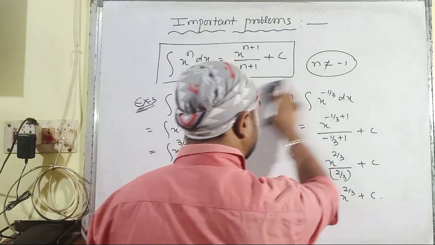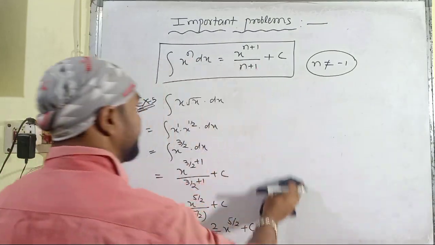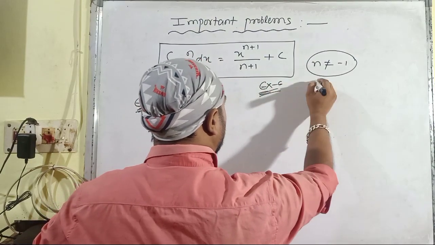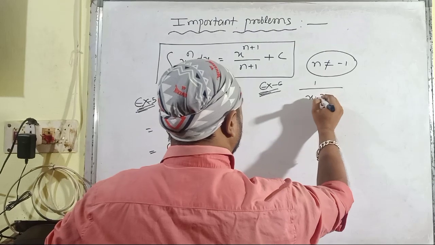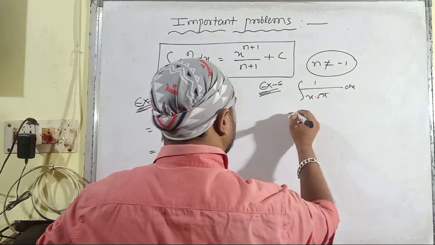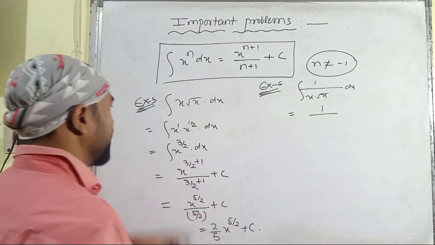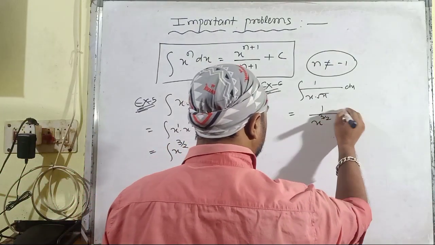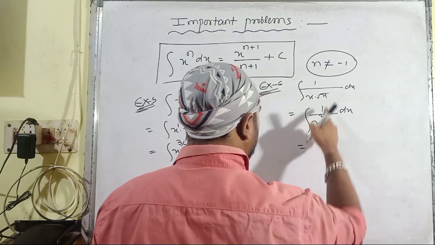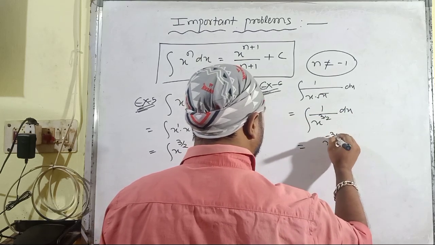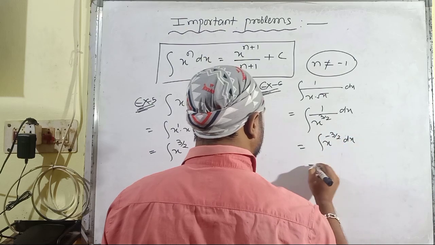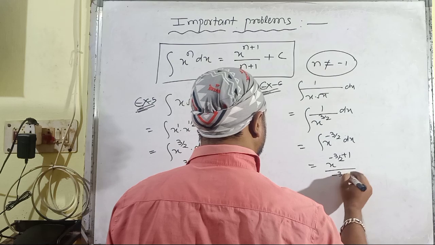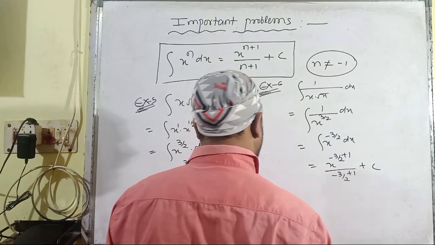Then example number 6. One upon x multiplied with root x. So again, as x multiplied with root x gives us x to the power 3 by 2, just carrying it towards the numerator part, it will be x to the power minus 3 by 2 dx. So it will be x to the power minus 3 by 2 plus 1 divided by minus 3 by 2 plus 1 plus any constant c.